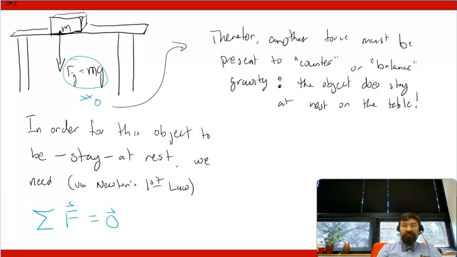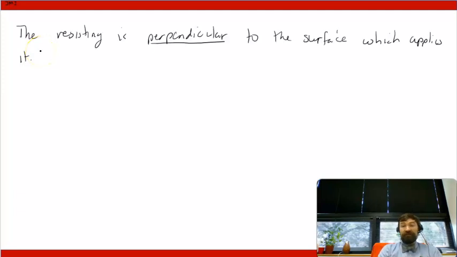But if I push straight down on it, even if there's oil, even if there's ice, even if there's whatever, it continues to resist moving straight downward. Okay? Well, straight downward is perpendicular to the surface. So we could say the resisting force is perpendicular to the surface which is applying it.